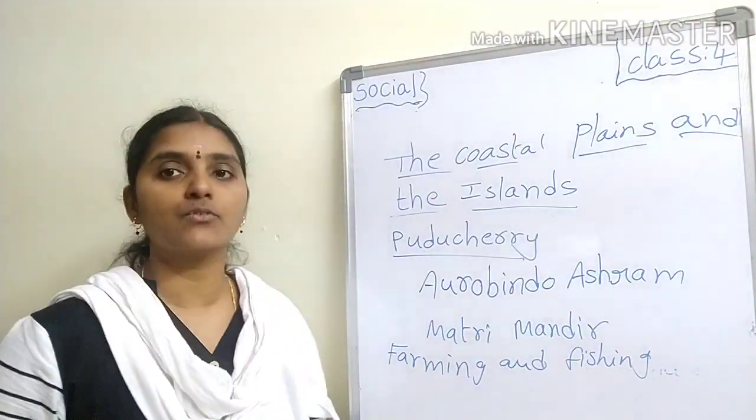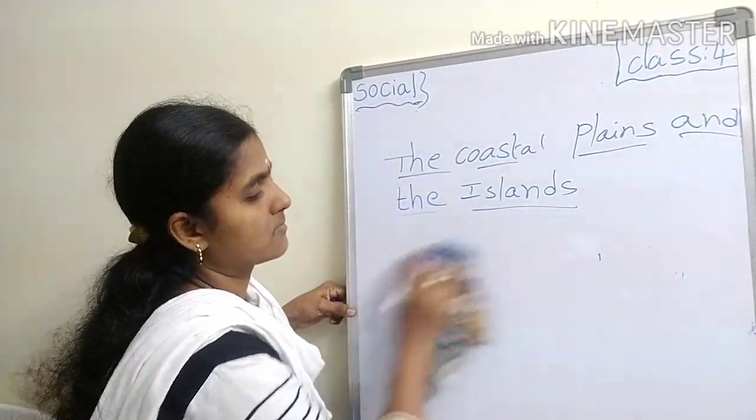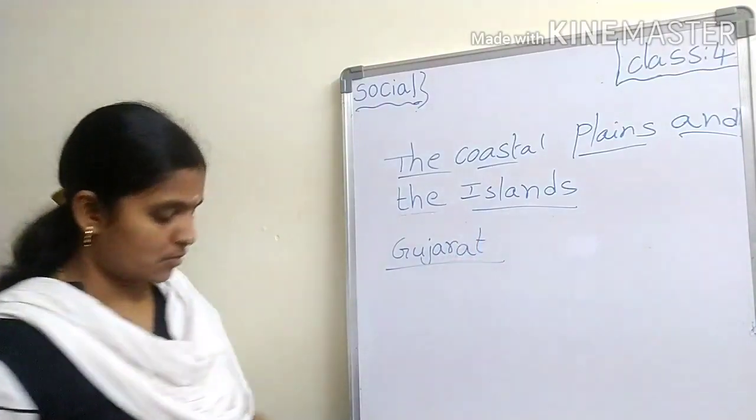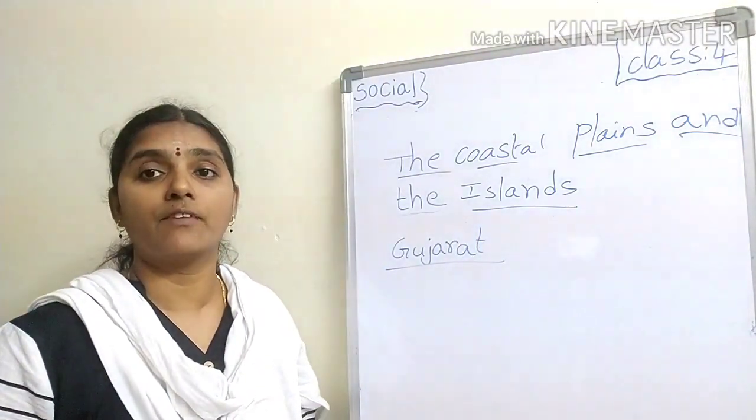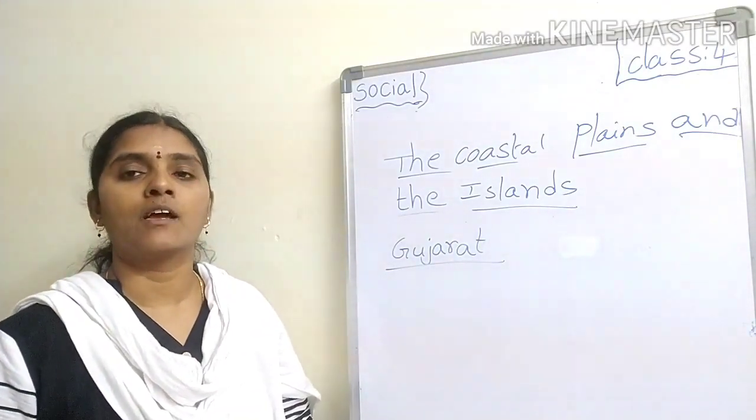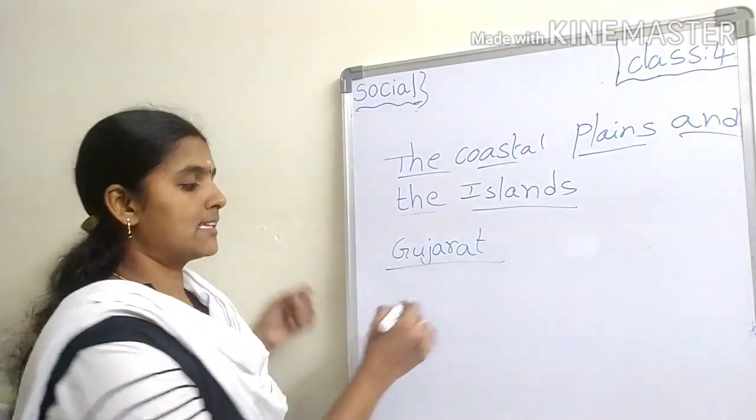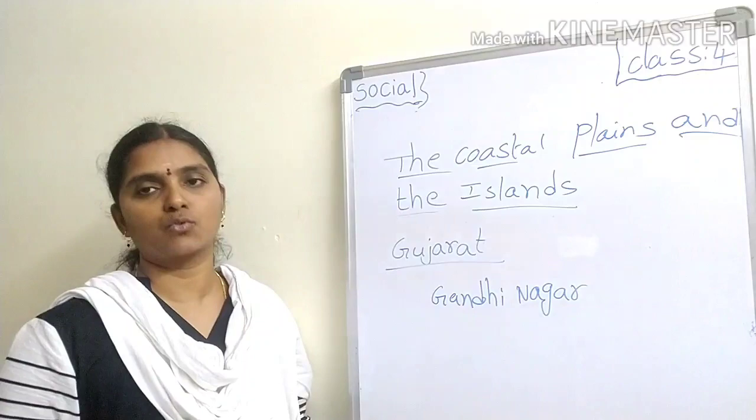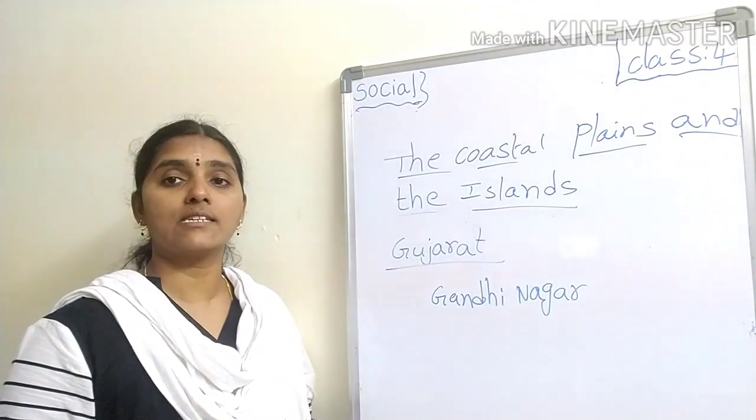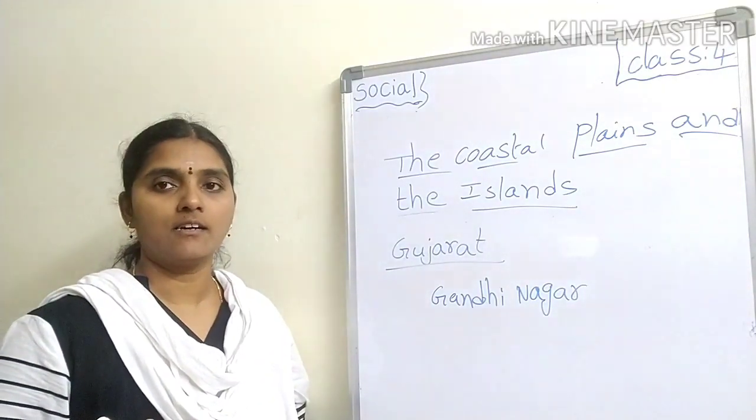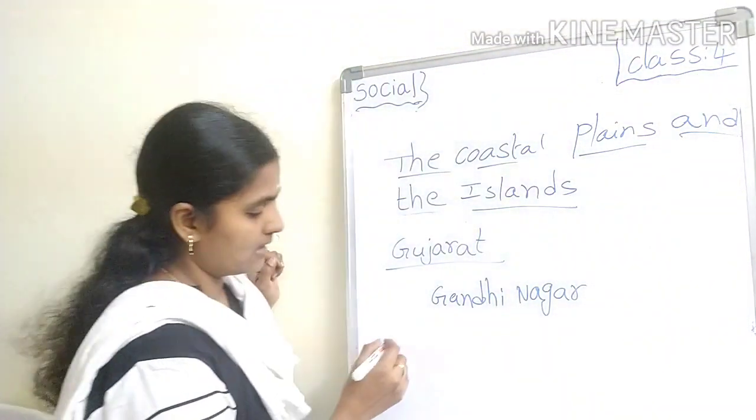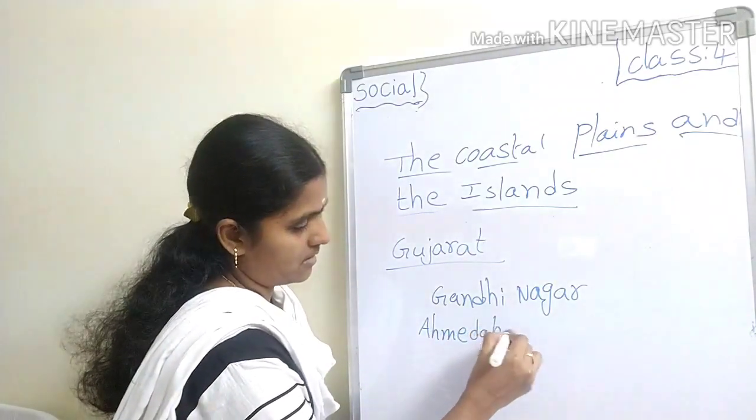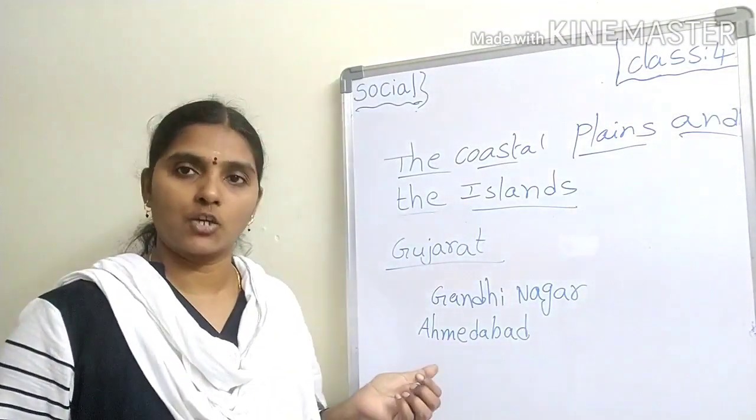Next, Gujarat. Gujarat lies on the west coast of India. Gandhinagar is the capital of Gujarat. Ahmedabad is the largest city in Gujarat.